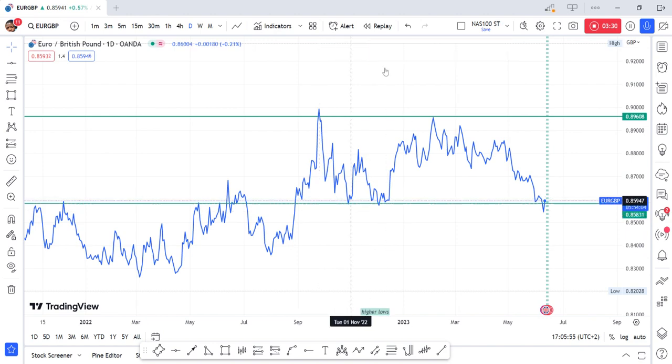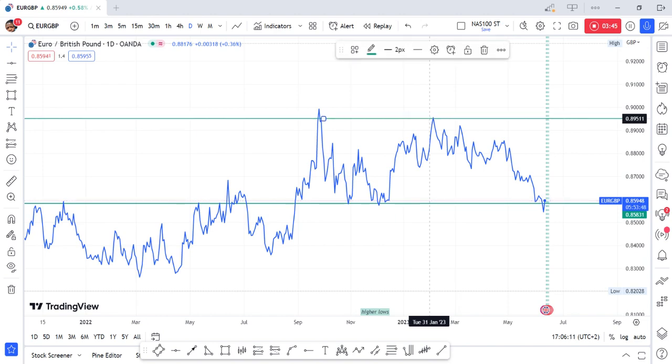You can see that the market has touched these zones. These zones are important. This is the previous high, and this is the previous low. As you can see, the market here comes and creates a lower low.